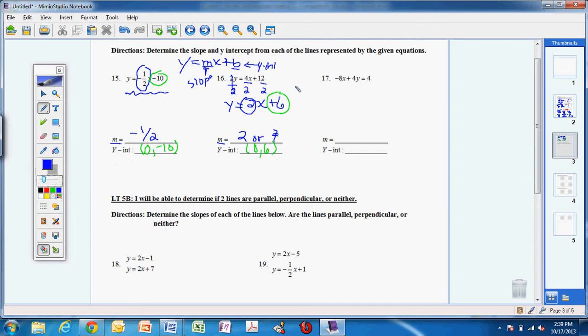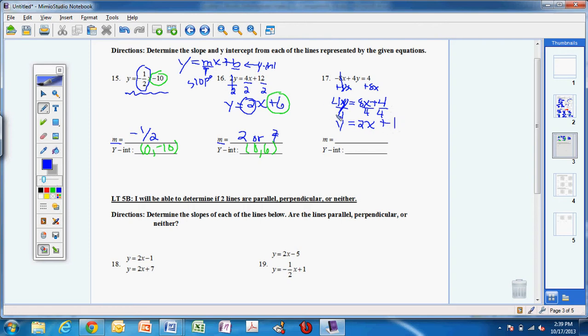Alright, same with 17, just like 16, this one is not in slope-intercept form, so I need to get it there first. The first thing I'm going to do is get the x term out of there. So I'm going to add 8x to both sides. In this case, my 8x is going to cancel, and I'm left with 4y equals 8x plus 4. My last step to getting y by itself is just to divide by 4. When we divide by 4, remember to divide each term by 4. So I'm left with y equals 8 divided by 4 is just 2, keep the x, and 4 divided by 4 is just 1.